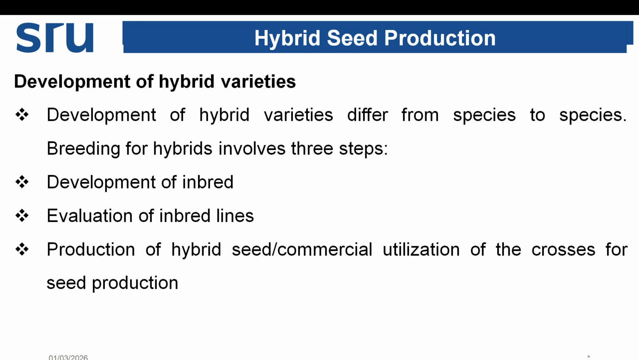Now, development of hybrid varieties. This development of hybrid varieties differs from species to species. Breeding for hybrids generally involves three steps. First, development of inbreds. Next, evaluation of those inbred lines. And third, production of hybrid seed, that is commercial utilization of the crosses for seed production. So these are the three main steps involved in hybrid breeding.